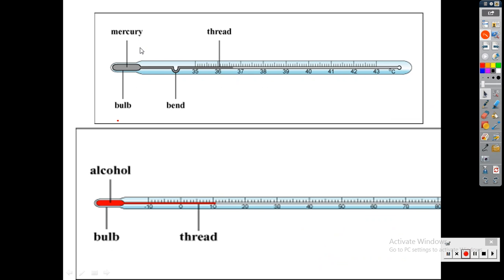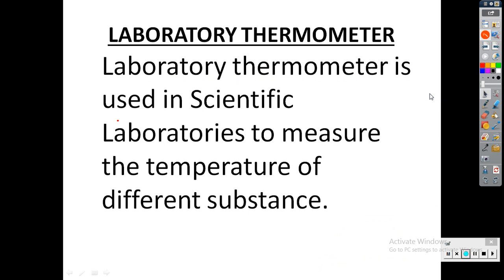Then this is the thermometer. We are coming to this thermometer. Here you can see another thermometer I have marked here, the alcohol thermometer. Instead of mercury, it is filled with alcohol. This is another type of thermometer. Alcohol also shows expansion, and we can measure the heat of an object by using this alcohol thermometer.